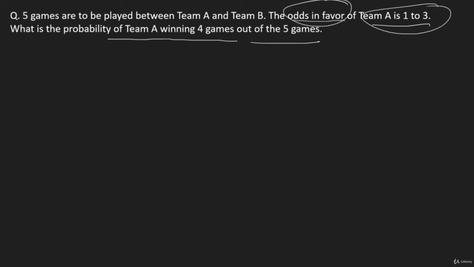Let's do this question. 5 games are to be played between team A and team B. The odds in favor of team A is 1 to 3. What is the probability of team A winning 4 games out of 5 games? Now, from the fact that odds in favor of team A is 1 to 3, we can find the probability of A winning. That would be 1 divided by 1 plus 3, which is equal to 1 by 4.